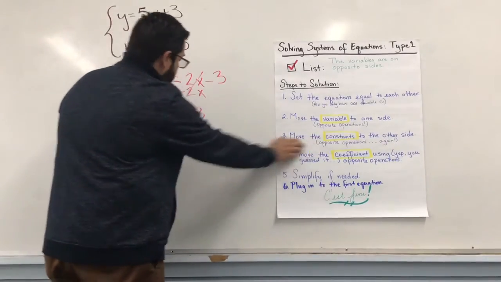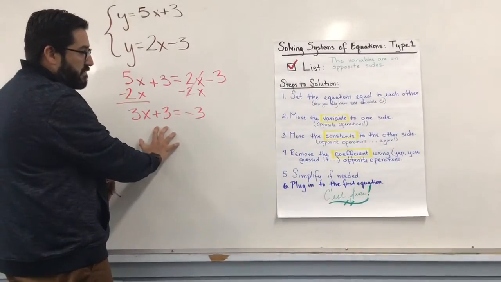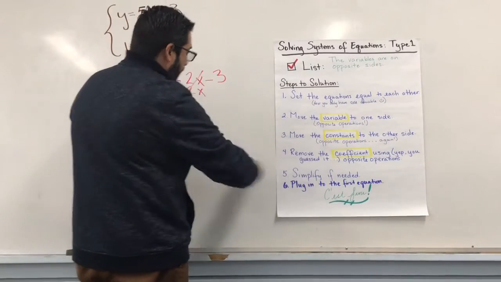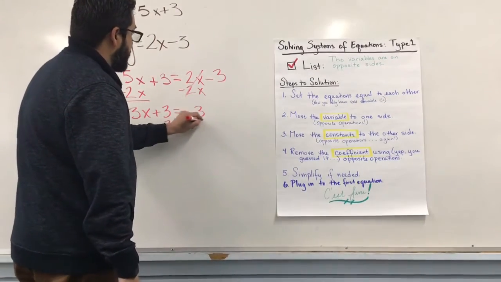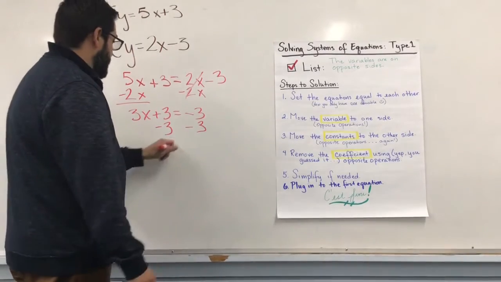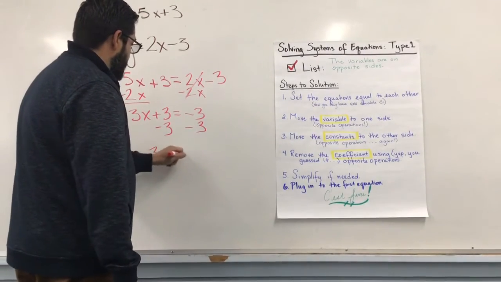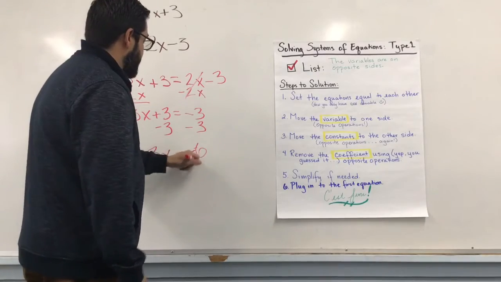Now I want to move my constants, which are negative 3 and positive 3, to the opposite side. So I'm going to subtract 3 on this side and subtract 3 on this side. Is this right? I'm looking at 3x equals negative 6.